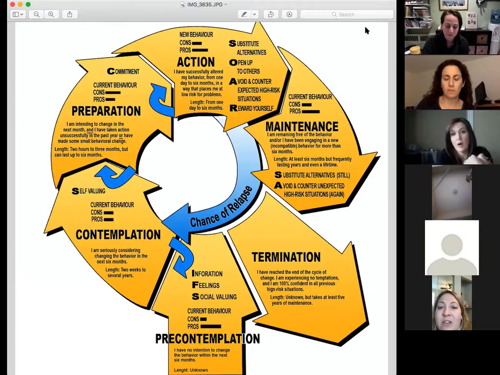They're avoiding the expected high risk situations. So instead of reaching for the cake at a birthday party, they're going to have some fruit on the side and grab a tea. They're making those conscious decisions to stay on track. That's your action. And those people then have the ability to move into maintenance.